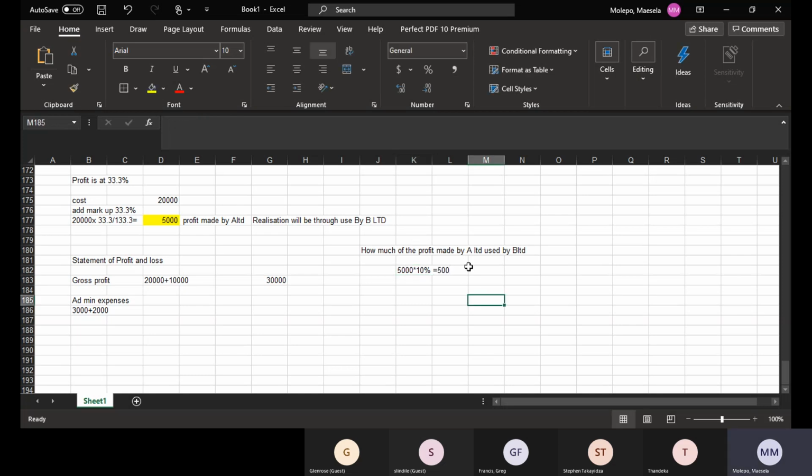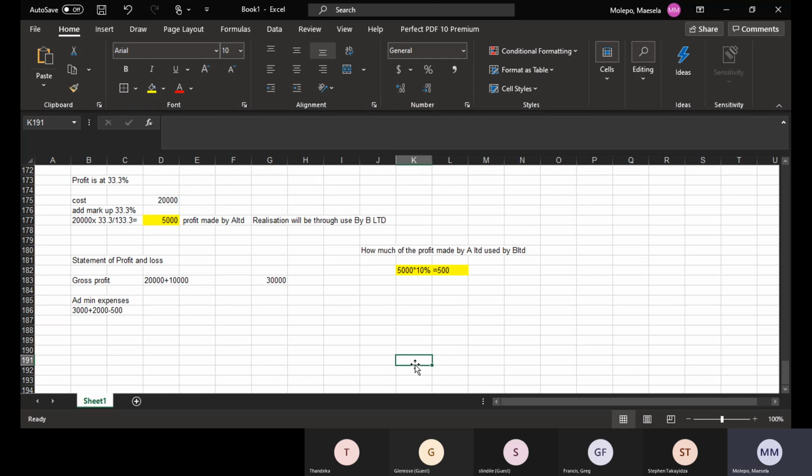So this 500 is the one to be deducted from our depreciation because this is the depreciation of both A and B Limited. However, now since B Limited is having the machine, he must deduct that depreciation because it's the profit which will now be realized by A Limited. That's why we say 3,000 plus 2,000 minus the 500 of the profit. Because this 500 comes from this.